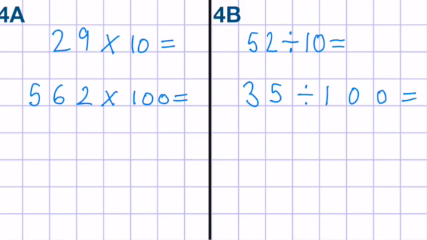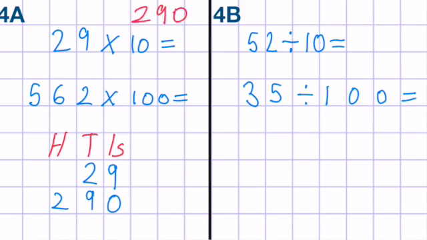If we have our place value chart here, so we have hundreds, tens, and ones, and if we put 29 there we go. Now, when we times by 10, the digits move one place to the left. So the 2 goes here, the 9 goes here, and we need a 0 as our place value holder. So the answer to 29 times 10 is 290.